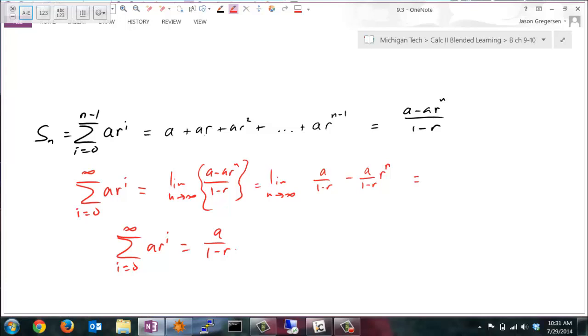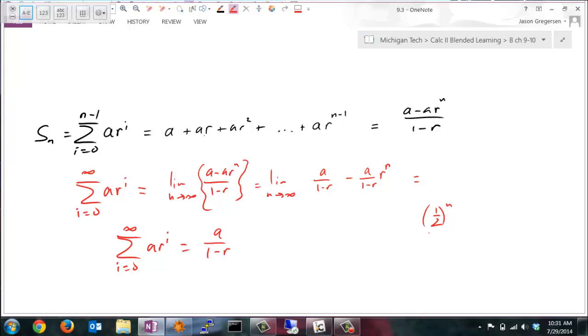If I have 2 raised to the n, as n goes to infinity, it goes to infinity. But what if I have 1/2 raised to the n power? As n goes to infinity, what happens there? It goes to 0. So the idea is this thing will converge to 0 if r is less than 1. If r is bigger than 1, it goes to infinity, which tells me that this series is divergent.